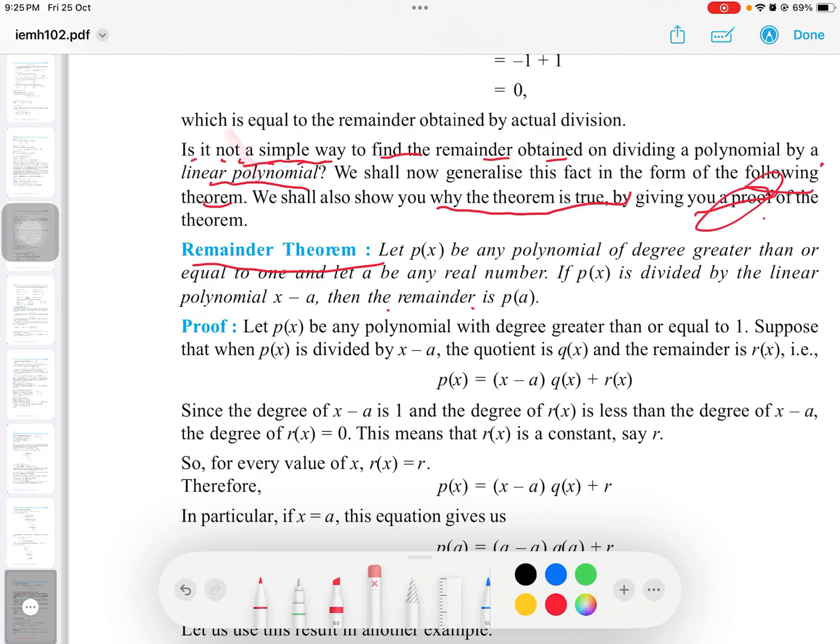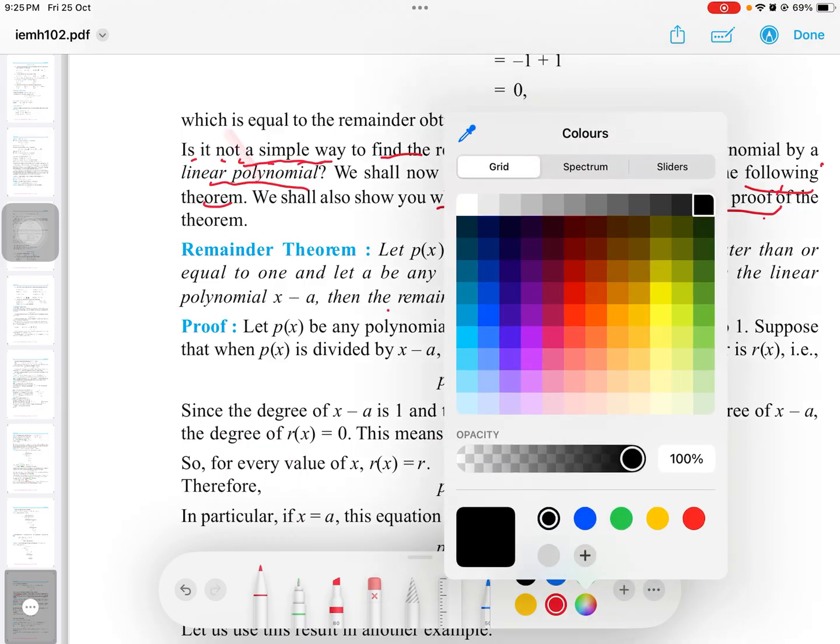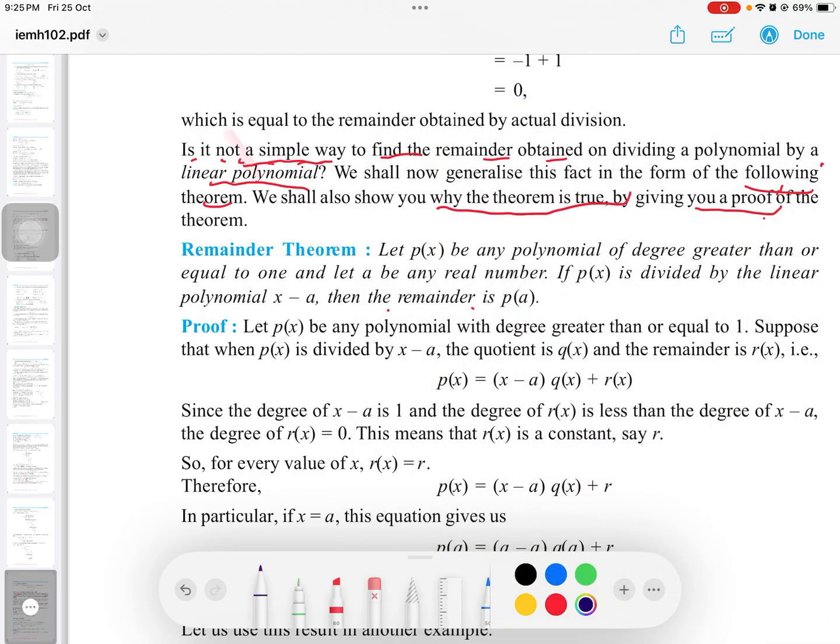My underlining is so bad here. Excuse me for that. Let me give it properly. Even here it's messy. Okay, whatever. Now let's get into the remainder theorem. Okay, let's use a very important color, a royal color, for royal important stuff. Remainder theorem. Oh, this is quite blue.